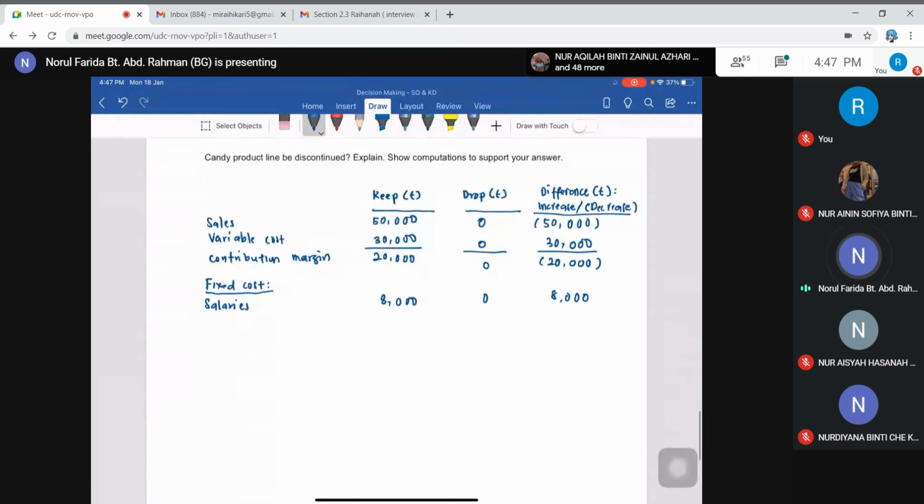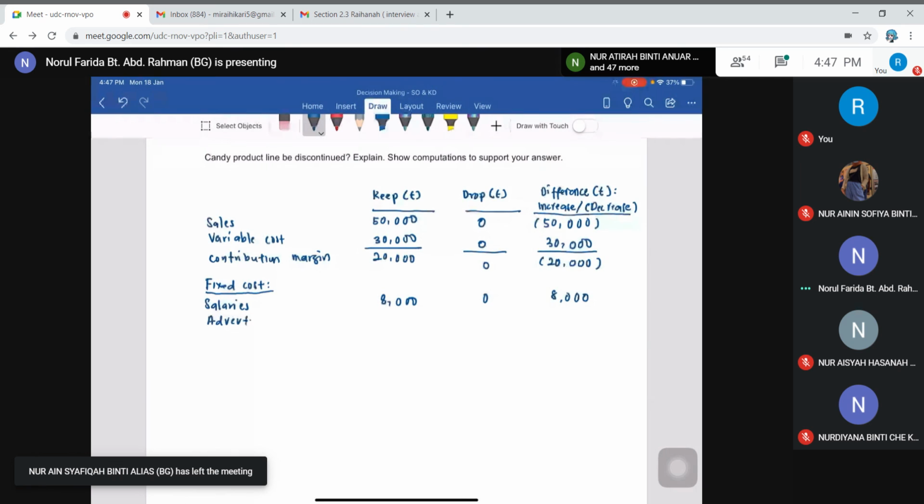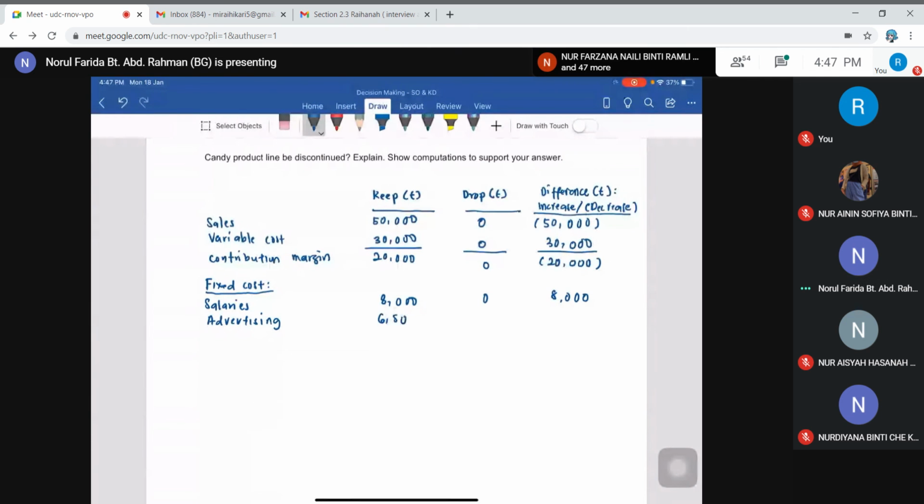Right. Next you have apa tu? Advertising. Advertising 6,500. Okay. If kita drop, adakah kita masih perlu membuatkan iklan untuk candy? Tak perlu. Okay, you don't have to. So if you drop, you don't have to pay for advertising. So you have a difference of 6,500.